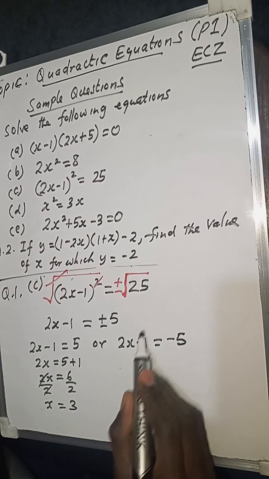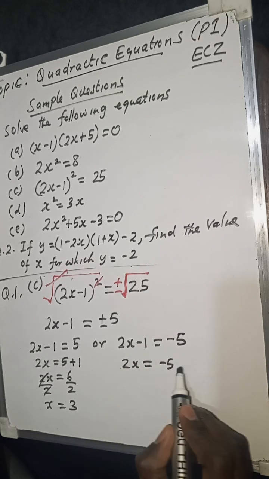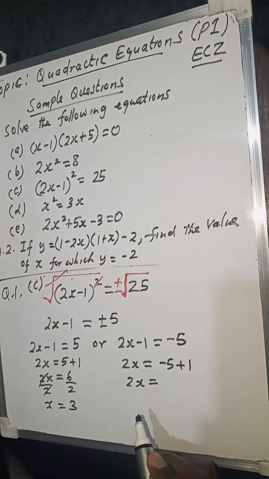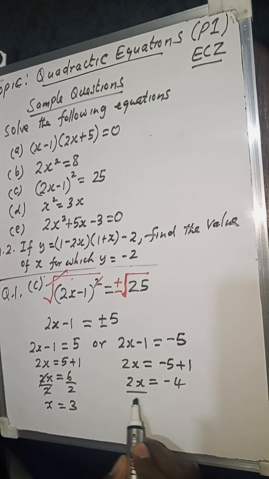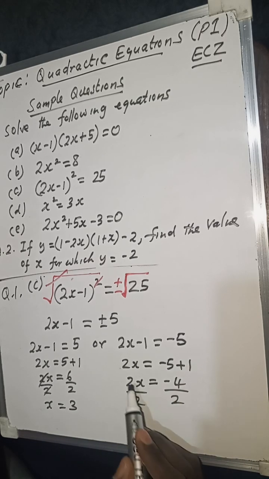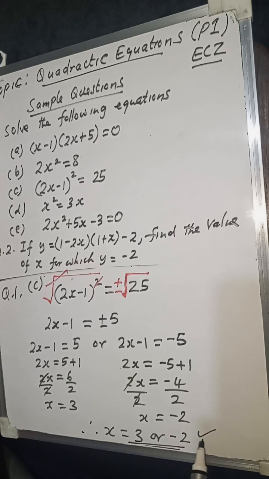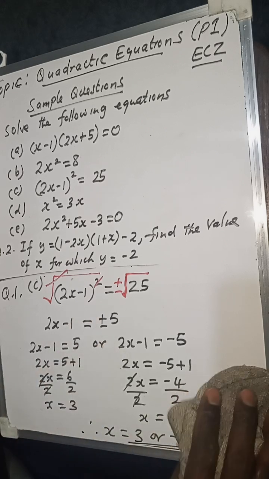Let's work out this side. When it crosses, it will be 2x is equal to negative 5, the sign changes, plus 1. So it will be 2x is equal to, different signs, subtract and get the sign from the bigger one, negative 4. To find x, I'll divide what I do this side, I'll do the other side. Therefore, x is equal to negative 4 over 2, that is negative 2. Therefore, x can either be 3 or negative 2. So these are your solutions. That's the way you can solve such an equation in an exam.